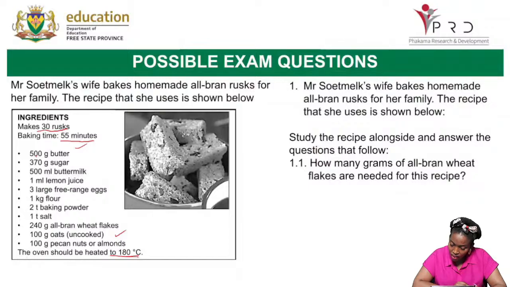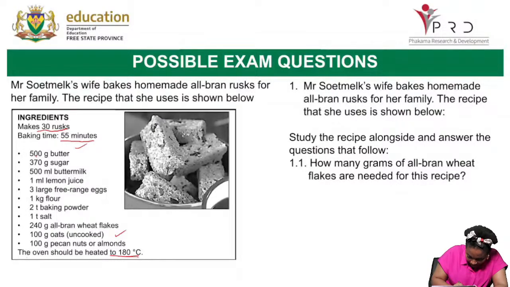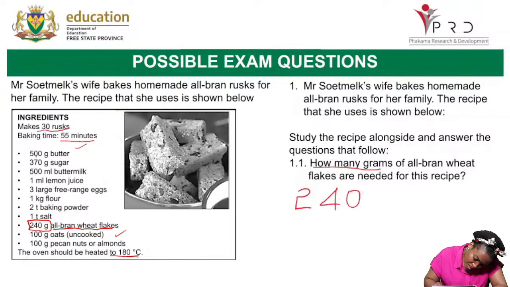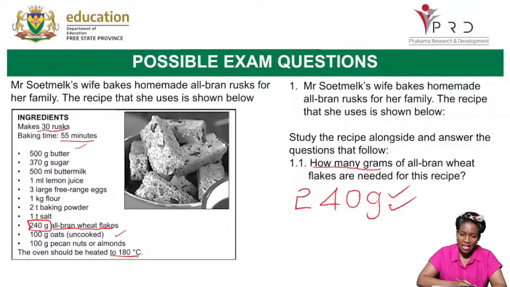So the question, they say study the recipe alongside. We have done that, and answer the questions that follow. Question 1.1, how many grams of all-bran wheat flakes are needed for this recipe? I want you to take a look at this recipe and look for the all-bran wheat flakes. Where are they? There are the all-bran wheat flakes. What was the question? How many grams is it? It is 240 grams. So the answer there is 240 grams. That's it. And then you get 2 marks for this answer.